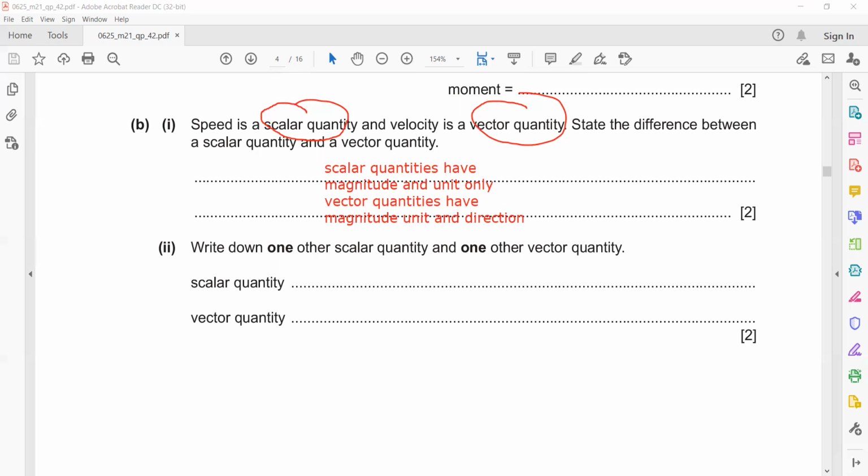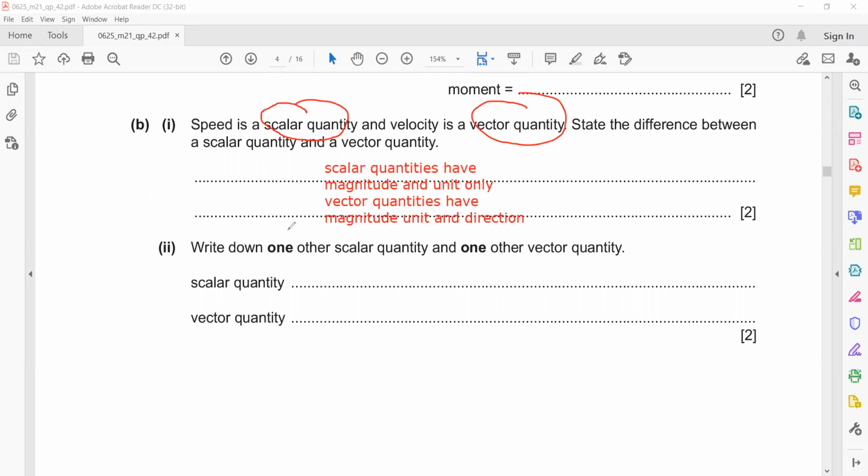It's of 2 marks. The mark distribution here, not only, because if you write only direction, I don't think you will get the full marks. Or you can say scalar no direction and vector direction, that will give you mark. If you say scalar no direction and vector direction, you will get both marks.